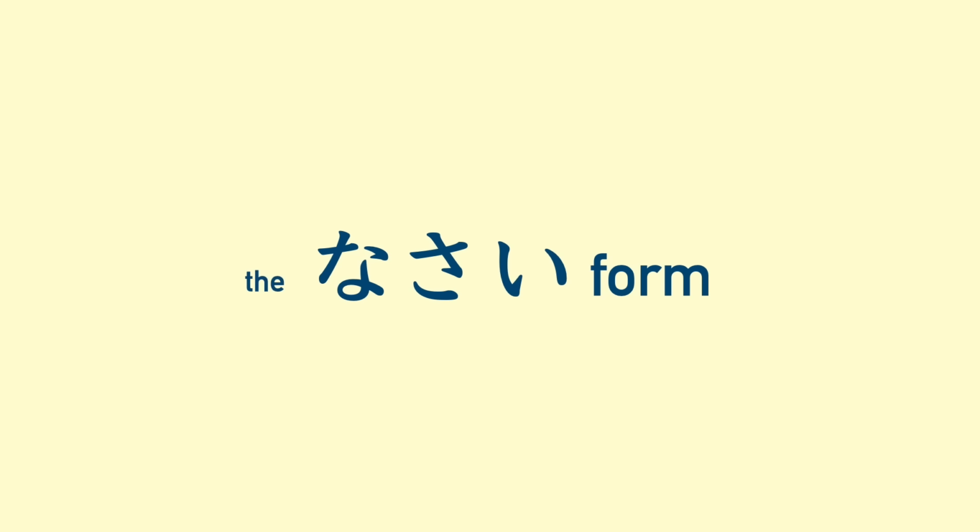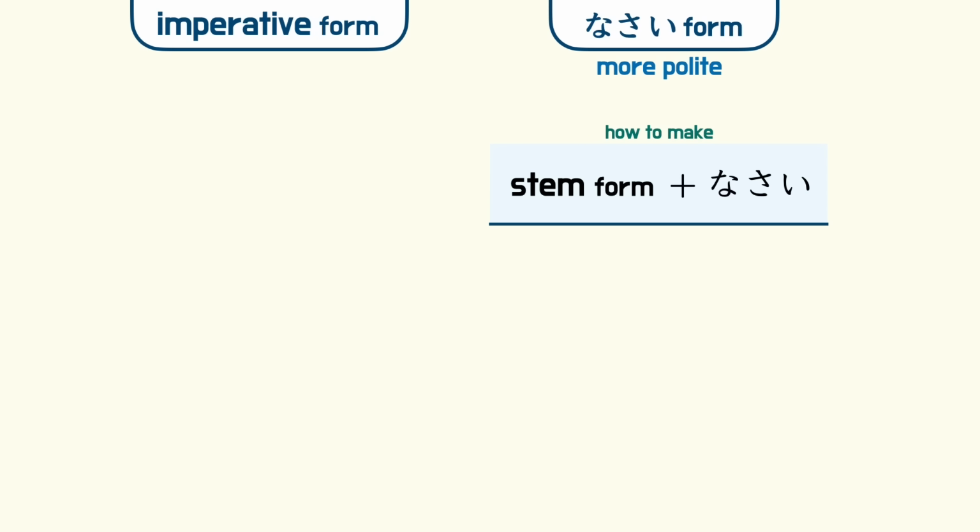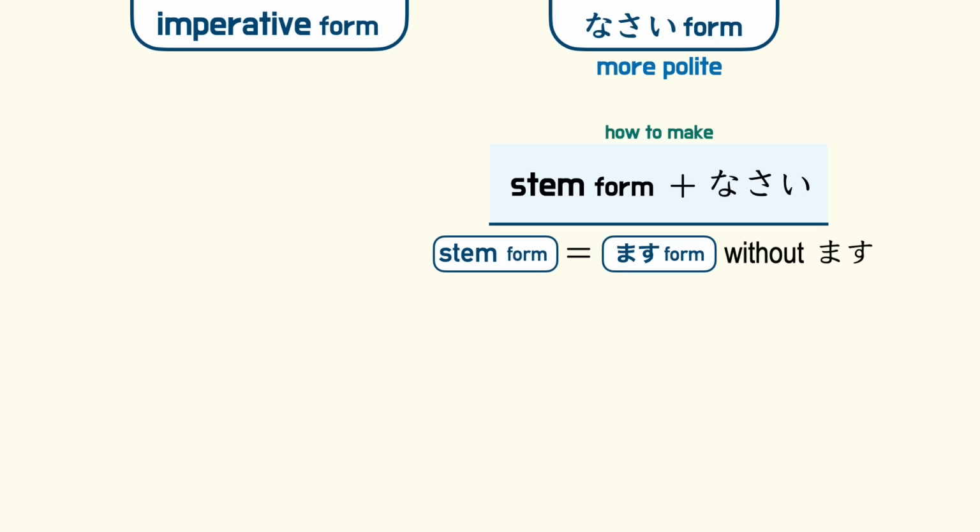The nasai form. Actually, there is a more polite version of the imperative form. I'm going to call it the nasai form. First, how to make it. It's just the stem form of the verb plus nasai. If you forgot, the stem form is the mas form without mas. So for example, the stem form of 食べます is 食べ.